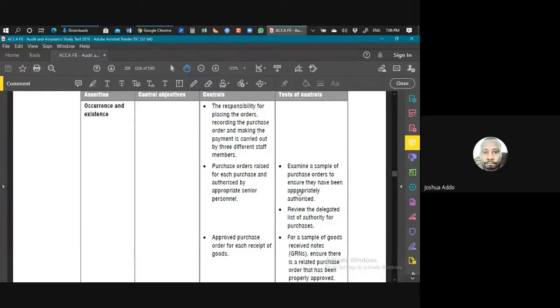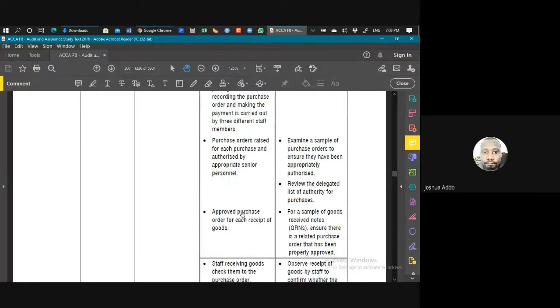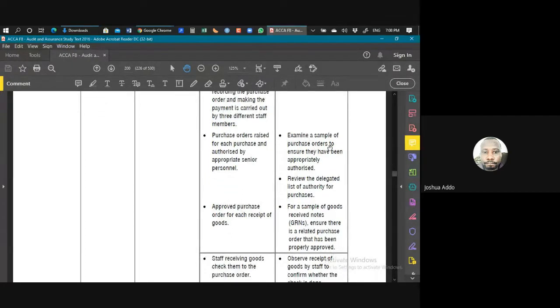So purchase orders are raised for each purchase, and each is authorized by an appropriate senior personnel. The auditor will have to check that this is working. By doing this, examine a sample of purchase orders to ensure they have been appropriately authorized. Review the delegated lists of authority for purchases. So the authorities that have to sanction, you have to review, and you have to check that they are the people who are doing the authorization. Their signatures may be beneath documents.